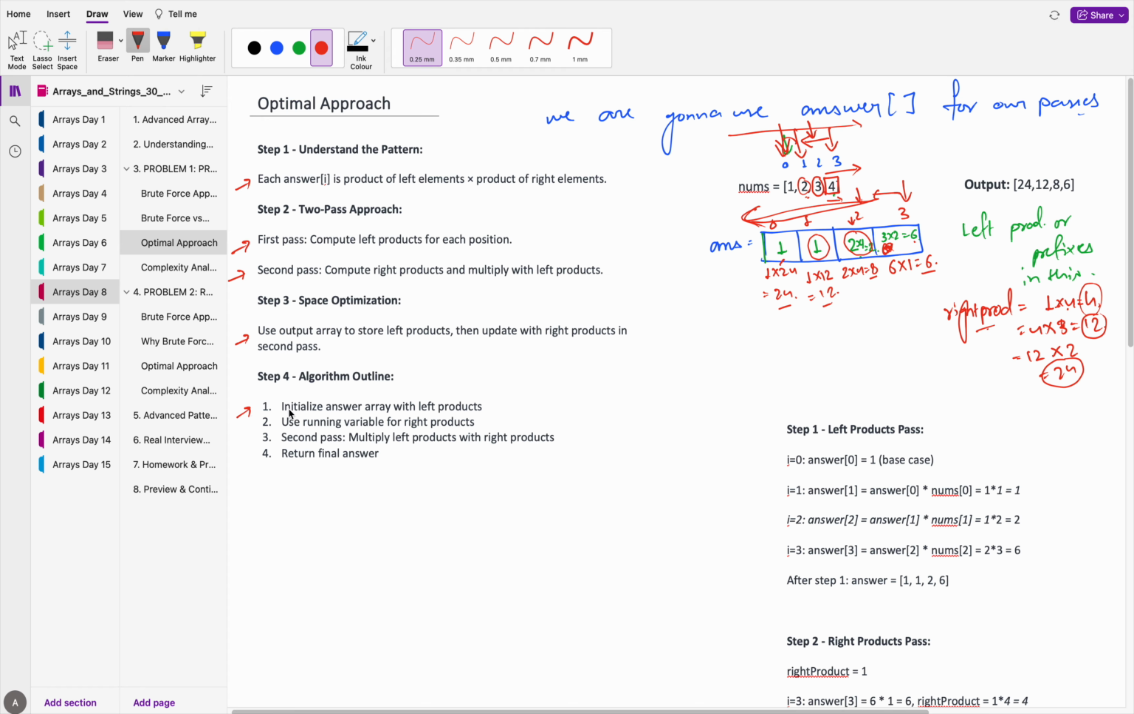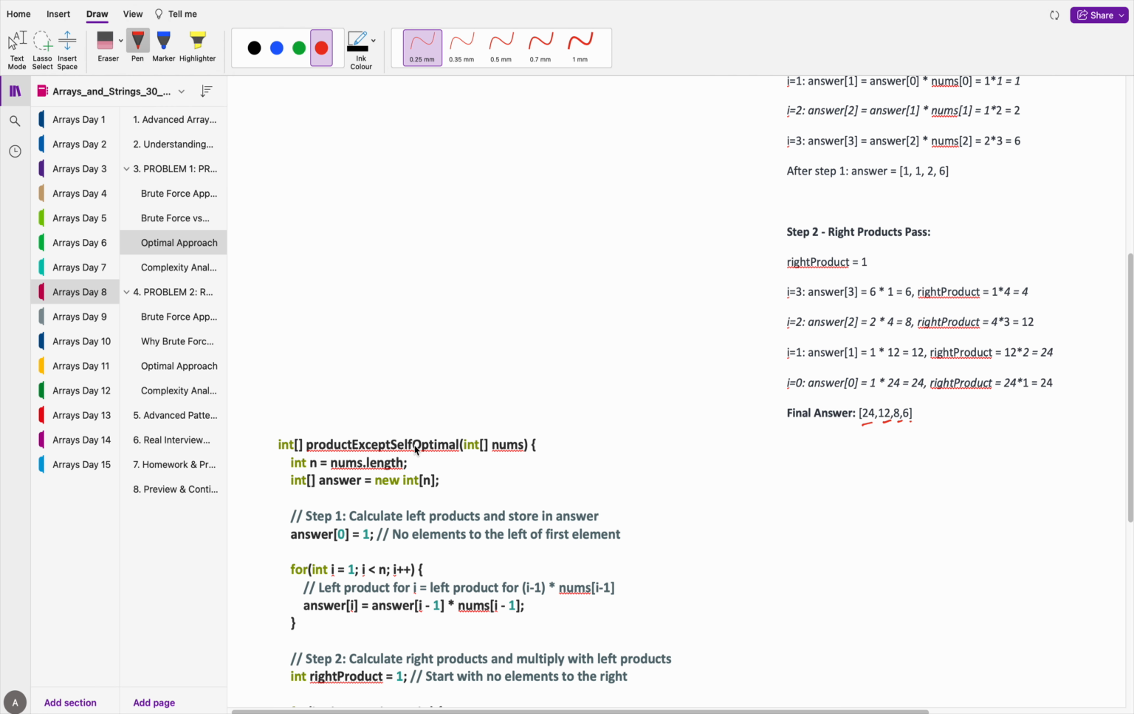एल्गोरिथम आउटलाइन: initialize the answer array with left products. Okay, let me show you. Use a running variable for the right product. In the second pass, multiply the left product with the right product and then return the final answer. So let me show you this, है ना, very quickly.